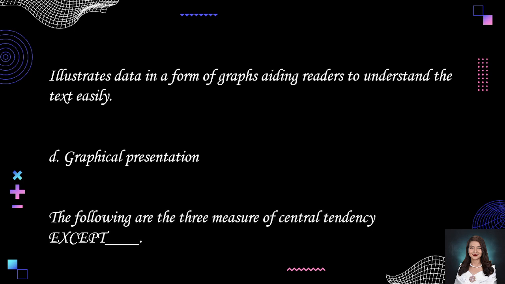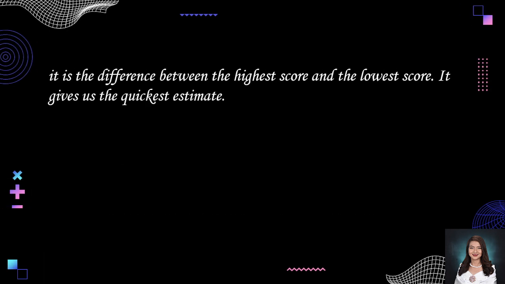So the following are the three measures of central tendency except. Central tendency refers to the center of a distribution of observations. There are three measures of central tendency, specifically the mean, the median, and the mode. It is the difference between the highest score and the lowest score. It gives us the quickest estimate. The correct answer here is range.